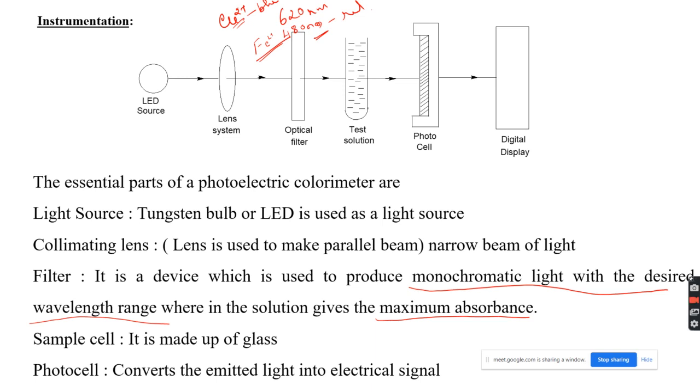In that wavelength, the metal ion present in the test solution should absorb maximum light energy. Then next comes the sample cell. Usually the sample cell is also called a cuvette tube. It is also called a cuvette tube, where the sample is taken.